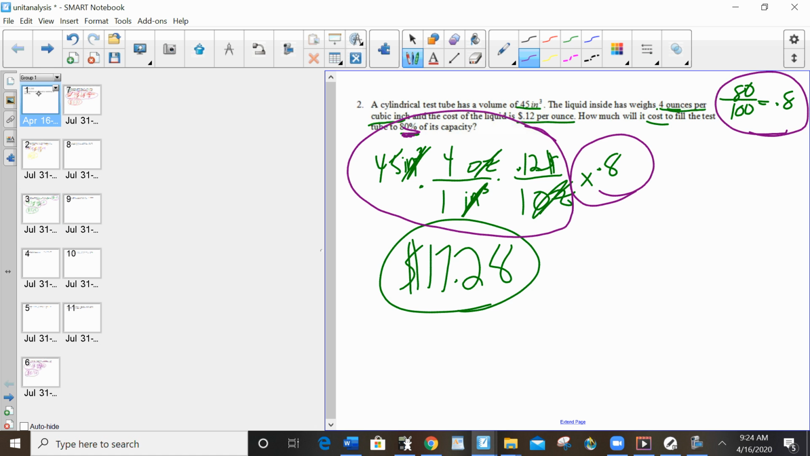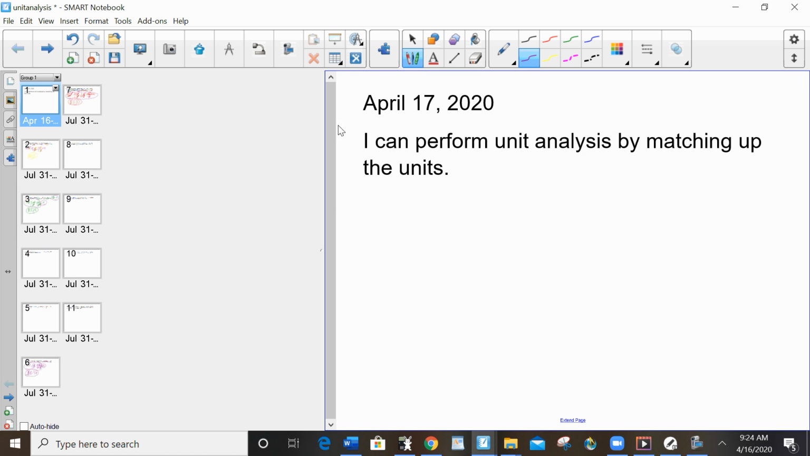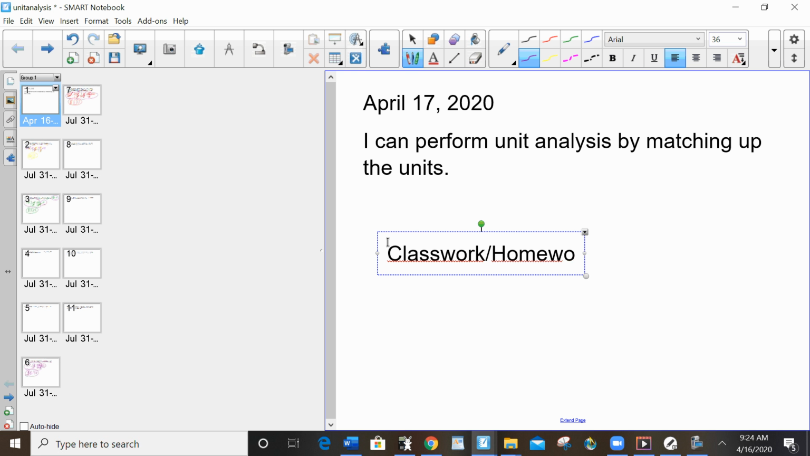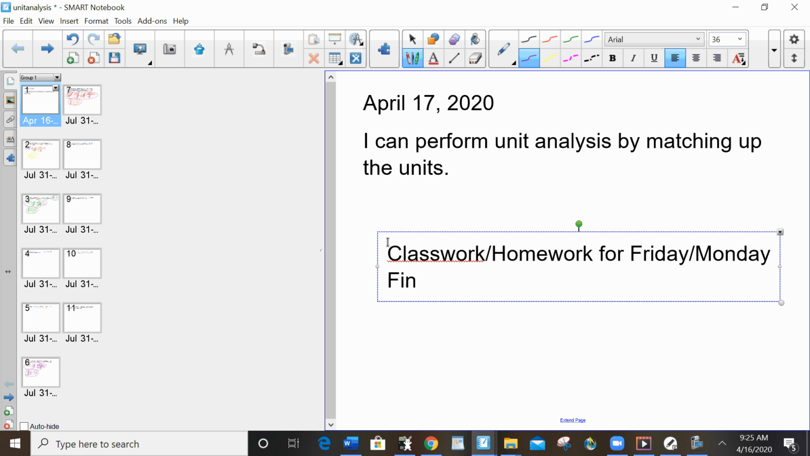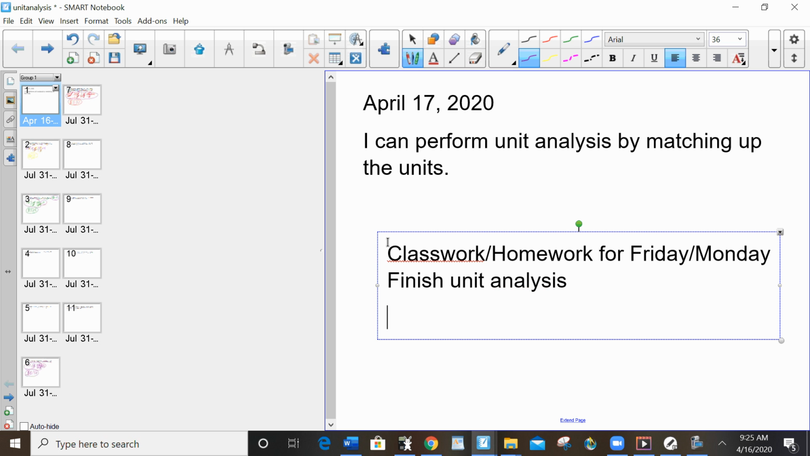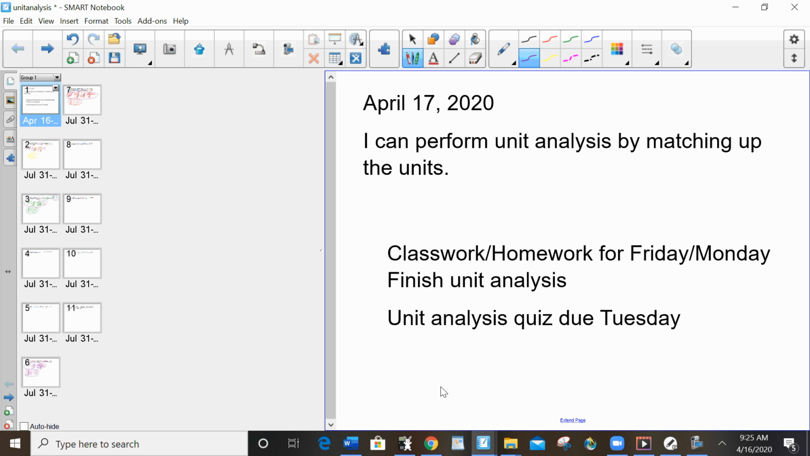So your classwork / homework for Friday and Monday is going to be a 2-period lesson, is to finish unit analysis, and I'm going to make your quiz due on Tuesday. I'm giving you an extra day for everything just to give you the benefit of the doubt and go from there. Any questions, hit me up on Remind.